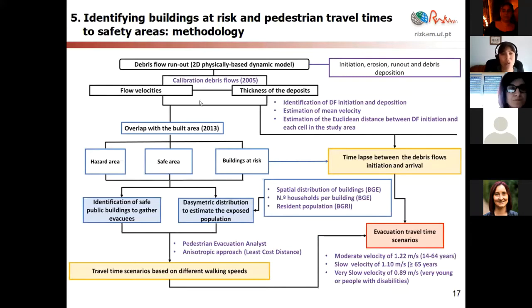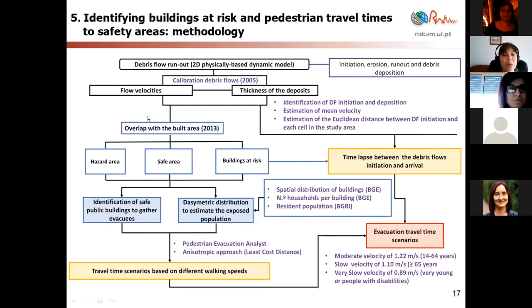So we used this runout model that allows us to achieve the flow's velocity and the thickness of the deposits to identify the buildings at risk and the pedestrian travel times to safety areas. So we identified the debris flow initiation and deposition, also estimated the mean velocity of debris flows, and estimated the Euclidean distance between the debris flow initiation and each cell of the study area.